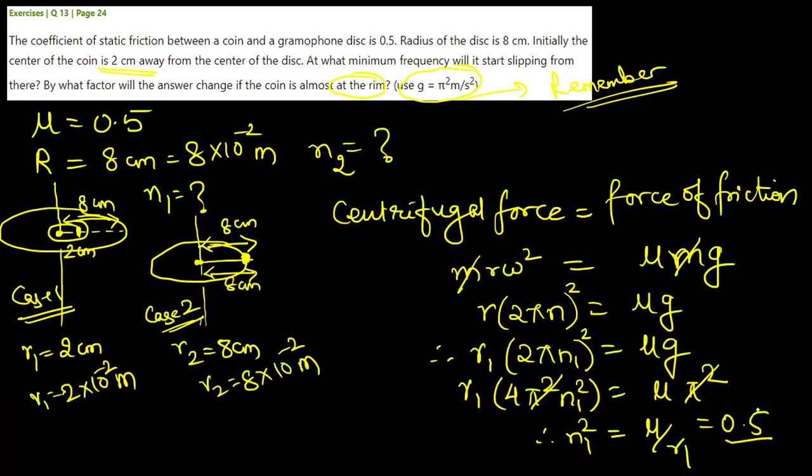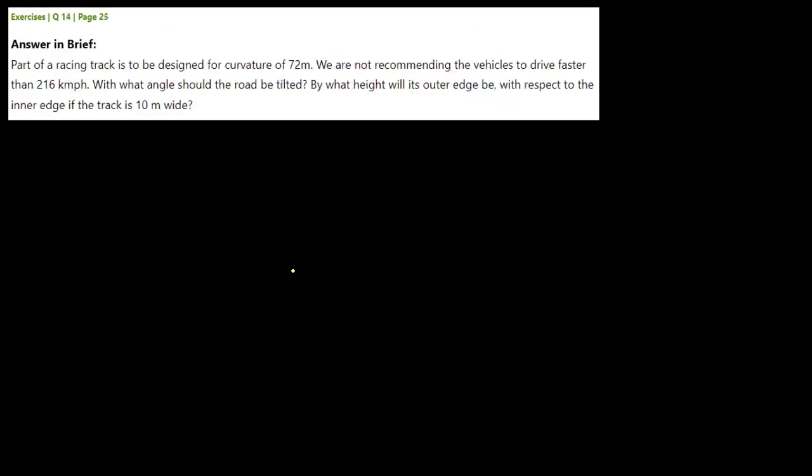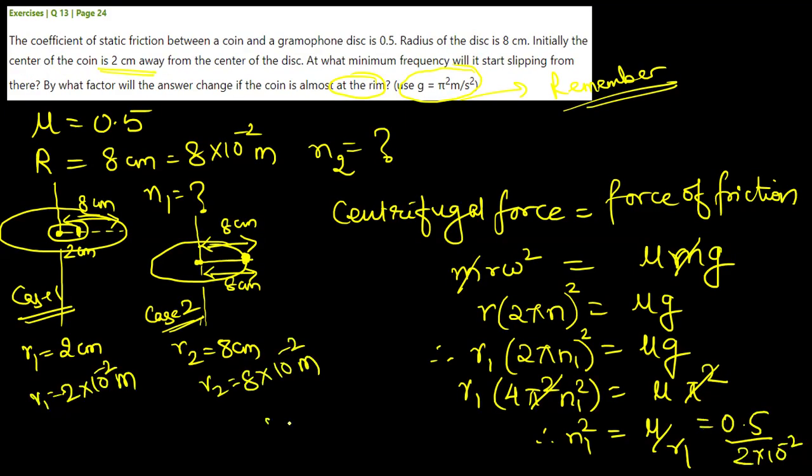When you convert this 2 into 10 raised to minus 2, you will get n1 square equal to 0.5 upon 2 into 10 raised to minus 2. When you solve this, you get n1 equal to 2.5 rps. This is the value for n1.